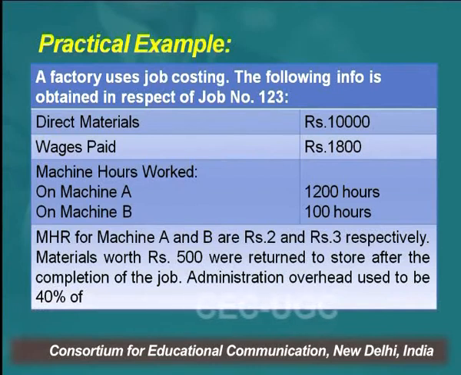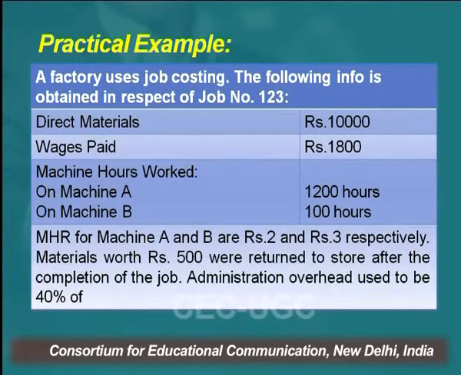It depends on the number of hours that are being spent on A. Like in our example, on machine A, this job has worked for 1,200 hours. So I'll simply multiply 1,200 hours by 2 rupees. That comes to 2,400 rupees for machine A cost, right? And for machine B, it works for only 100 hours. So 100 multiplied by 3, 300 rupees is the machine cost for performing this job, right. So machine hour rates for machines A and B are 2 and 3 respectively.